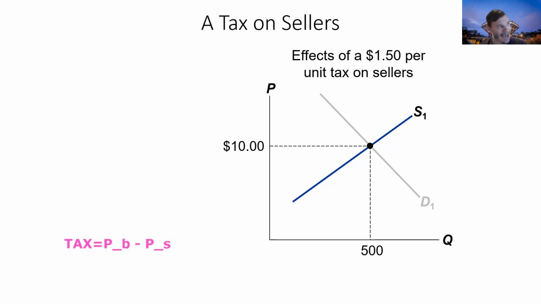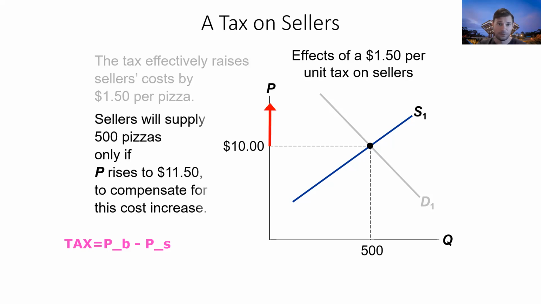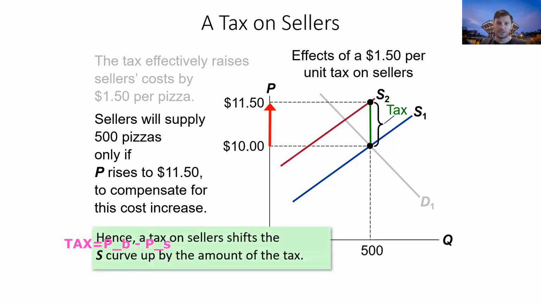Now, if we tax the sellers, I'm arguing just like we shifted the demand curve down, this is going to shift the supply curve up, right? The supply curve is the marginal cost. And we've argued the marginal cost for every pizza is now going to be $1.50 higher for every seller.